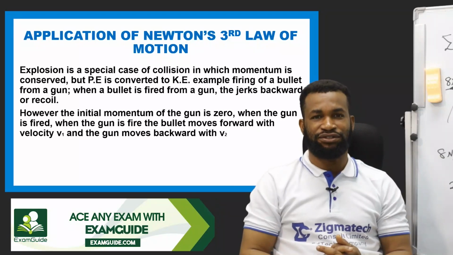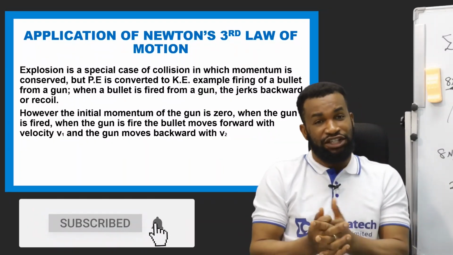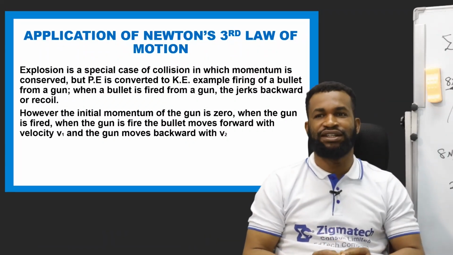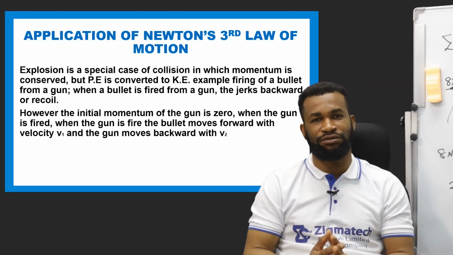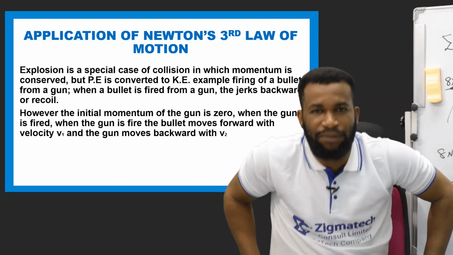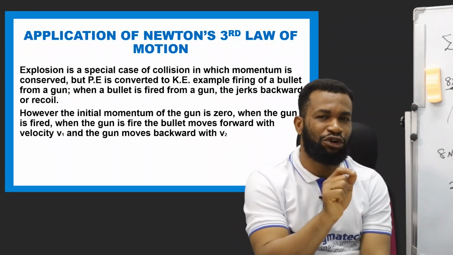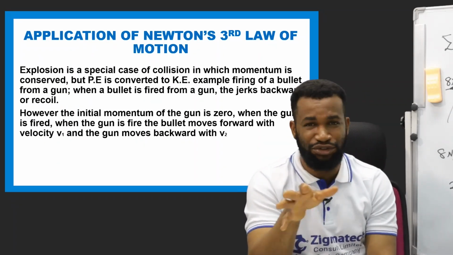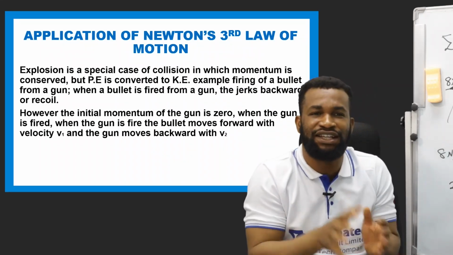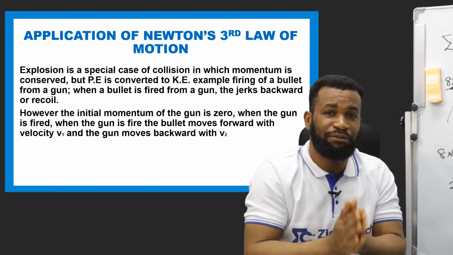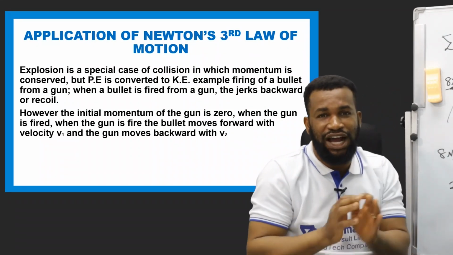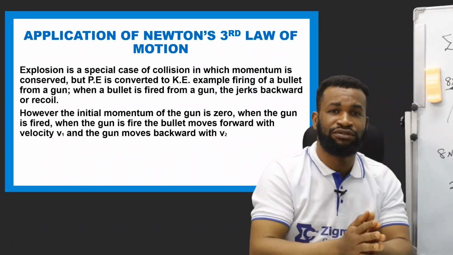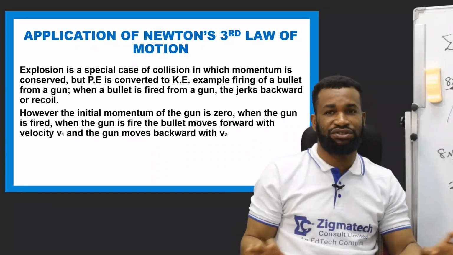There are a few applications of this law. It says that explosion is a special case of collision in which momentum is conserved. What do we mean by saying that momentum is conserved? Whenever you hear conservation, because there was a time this became a very special issue and problem, when we talk about conserved, we are saying that there is no change recorded. That means the thing that happened before is the same thing that happened after. That is the meaning of saying conserved. That means whenever there is an explosion, there is no change in momentum. Nothing has changed.